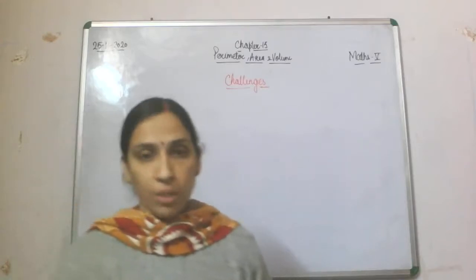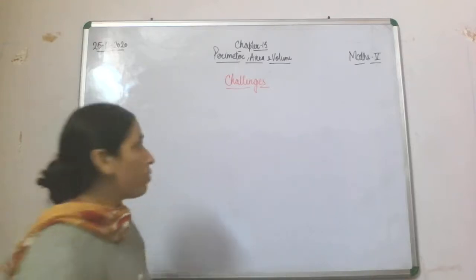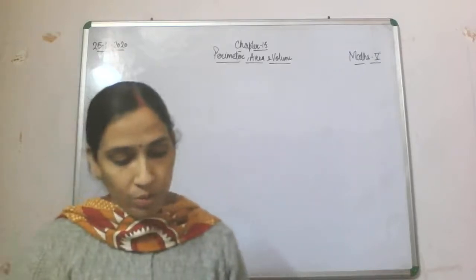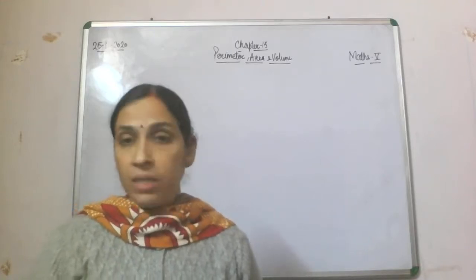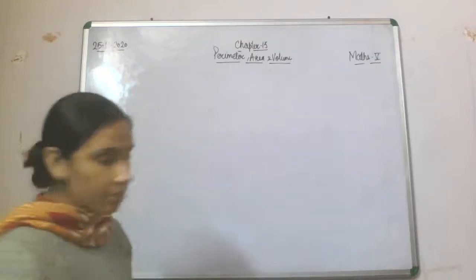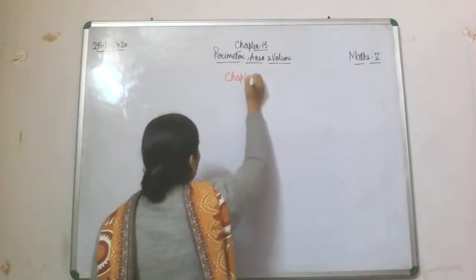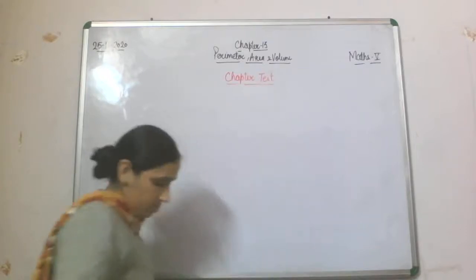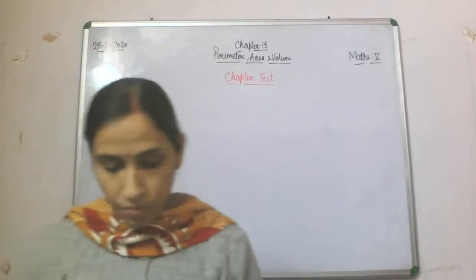Now children, we are going to move to the chapter test. A few of the examples which I have left from exercise 13.4 are for finding only the volume of that particular cube. Right now I am going to start with the chapter test, and after finishing it we will be over with chapter 13 and we will start the next chapter tomorrow.